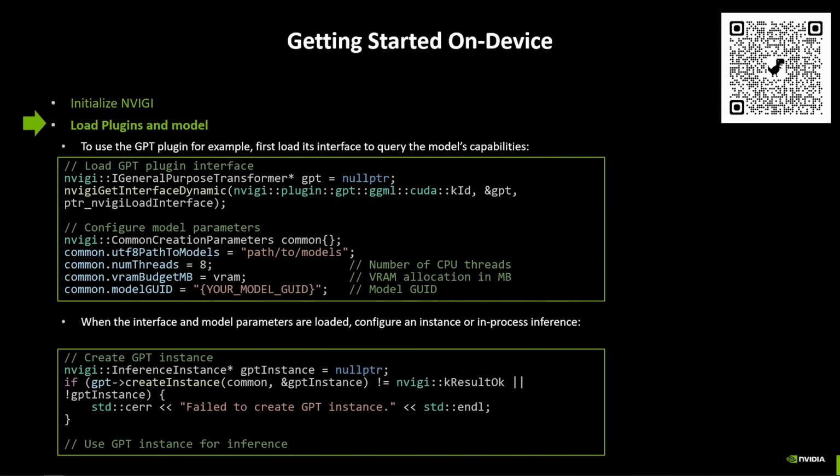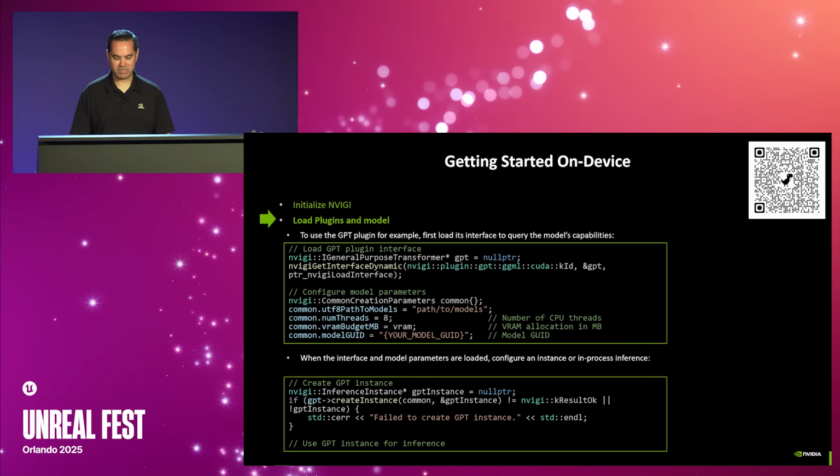For example, I'm going to use the GPT plugin. We call this GPT, Generative Pre-trained Transformer. This is one of our SLMs. This can support GGUF-backed formats. But basically, you can see here, I'm setting the model parameters. I'm just specifying the number of threads this runs on, how much budget in VRAM specified in megabytes, and then which model I'm using, specified by the GUID. So once that is loaded, I create the interface, and I can start using the plugin. Down here, the code on the bottom, we're simply creating the instance and checking to see if it's available. So again, QR code up on the top right to give you a primer of how to start this on device with C++.